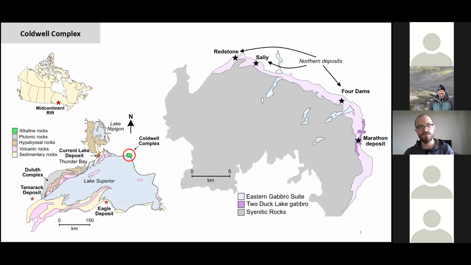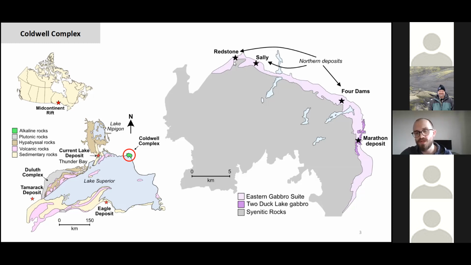As I just mentioned, we're going to be focusing our attention on the Coldwell complex, which is an alkaline complex located on the northeast shore of Lake Superior, and was placed into the North American mid-continent rift approximately 1.1 billion years ago. Now we're zooming in further onto the eastern gabbro, which we can see here in this light pink color. It wraps around the eastern and northern margins of the complex and comprises a variety of mafic and ultramafic rocks. There are four main zones of mineralization in the eastern gabbro: the Marathon deposit, Fort Dams, Sally, and Redstone.